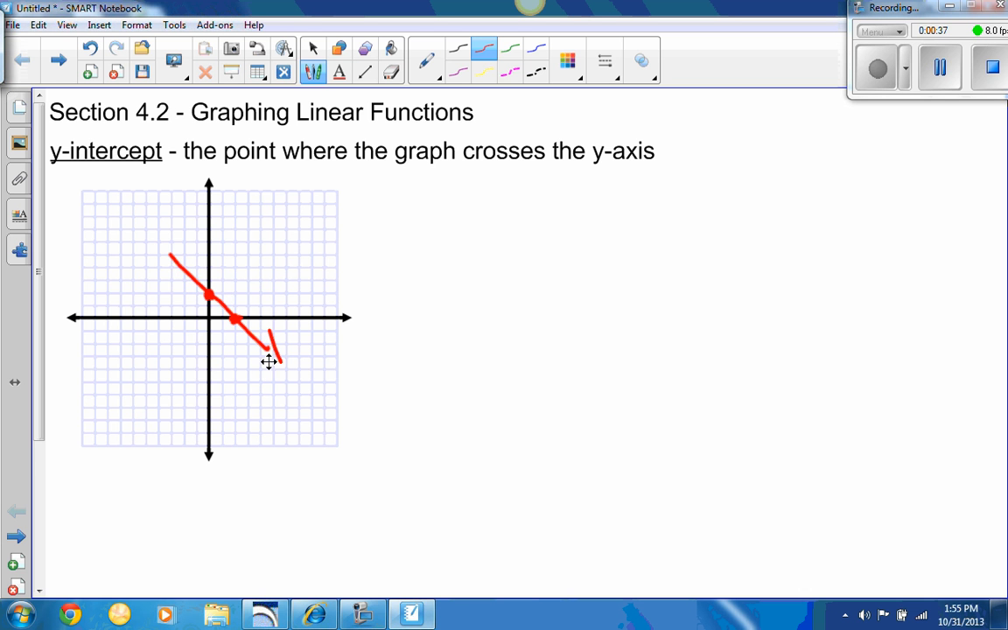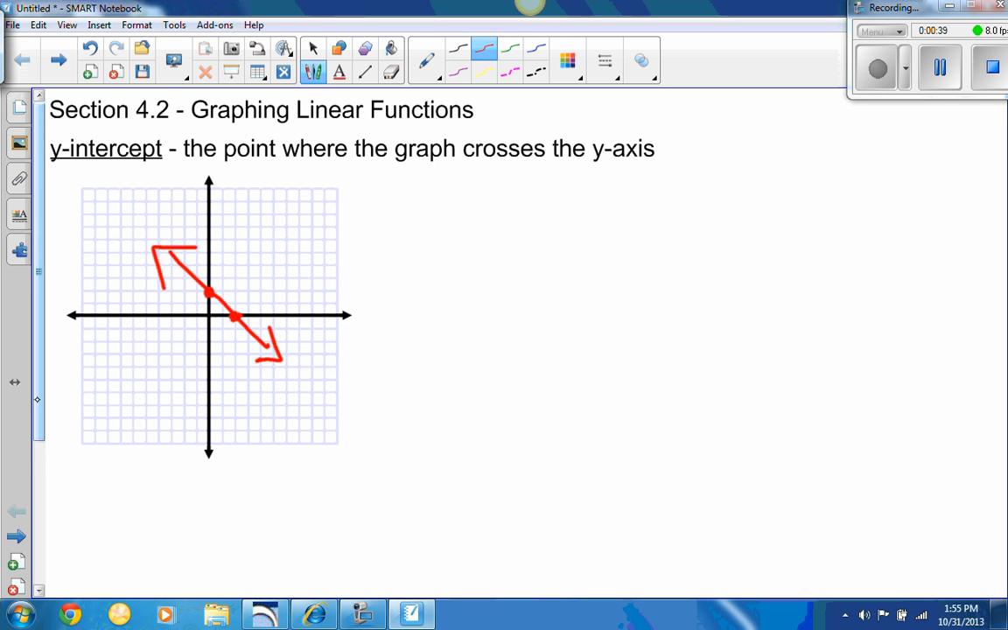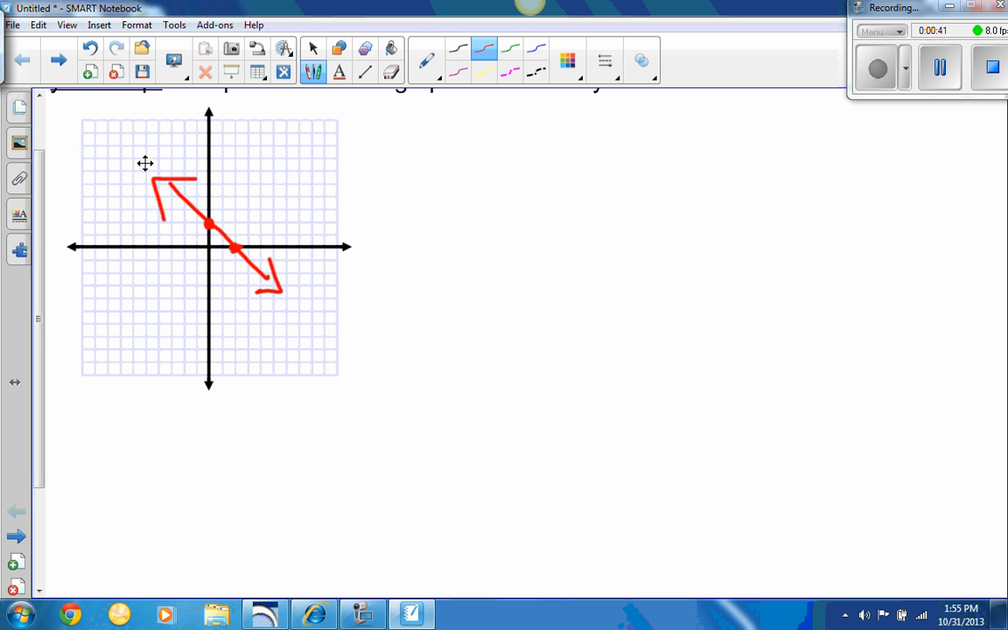I'm going to put a line on here and then we're going to talk about it. So this line right here that I just graphed, it crosses the y-axis, which is this one, right? This is the x, this is the y. So it crosses it at 2, positive 2.